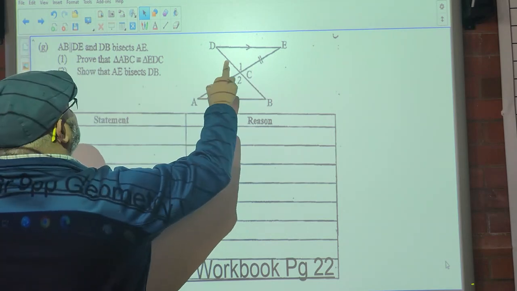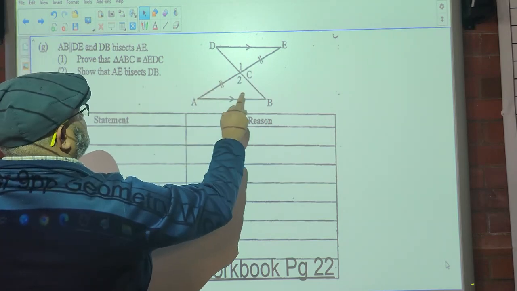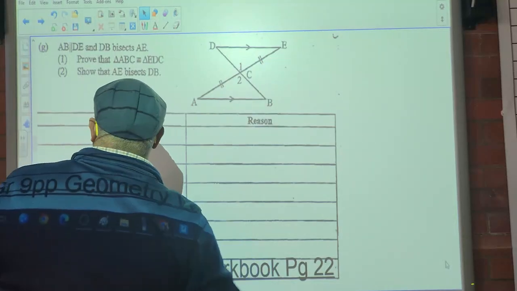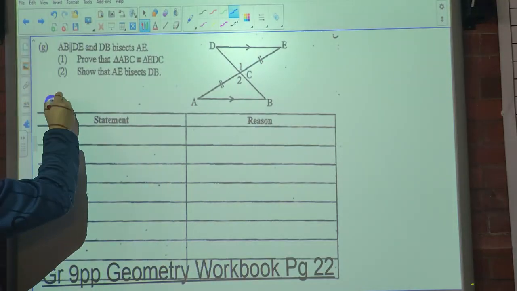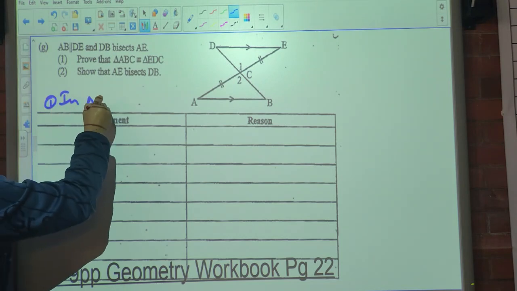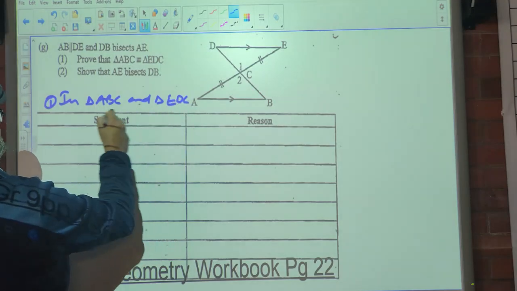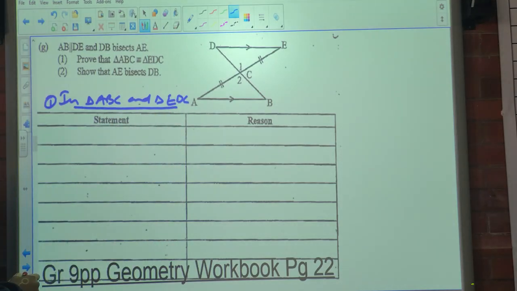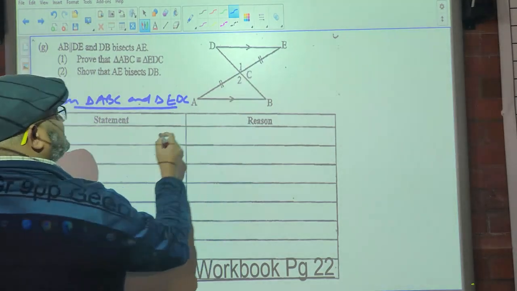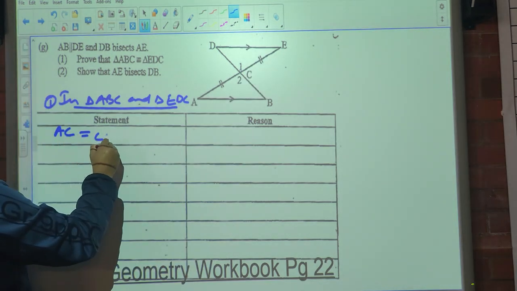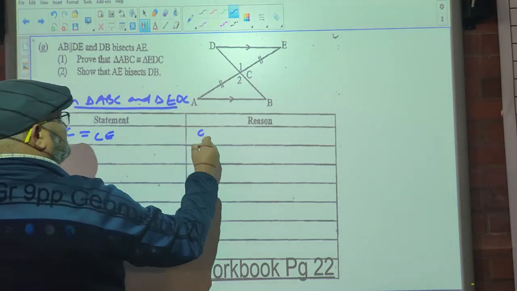Prove that triangle ABC is congruent to triangle EDC. So where do we start? We start by saying in triangle ABC and triangle EDC, so what can we say? Start with what they told us. So AC is equal to CE. Why? Give the reason.